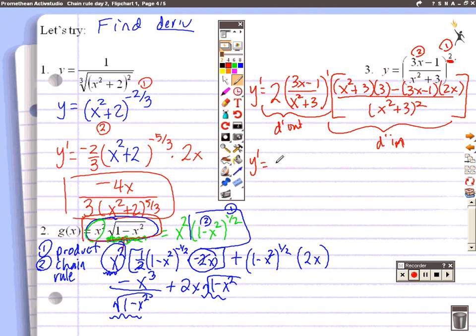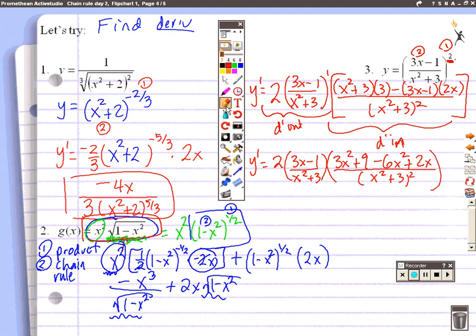I'm going to hold the 2 out for right now, and I'm going to leave this as 3x minus 1 over x squared plus 3. In the second expression, I'm going to go ahead and do some distributing, so I get 3x squared plus 9. If I make any arithmetic errors, you all can clean it up for each other, because you're not there to help me out right now. 6x squared plus 2x over x squared plus 3 squared.